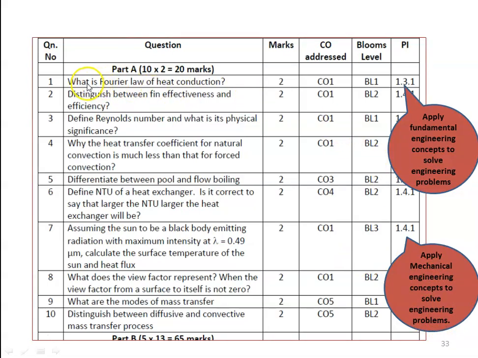So here, what is Fourier law of heat conduction? This is fundamental engineering, fundamental. So the basic law. And here, assuming sun as a black body, this is the question where they have to apply the concept of mechanical engineering to solve the problem.